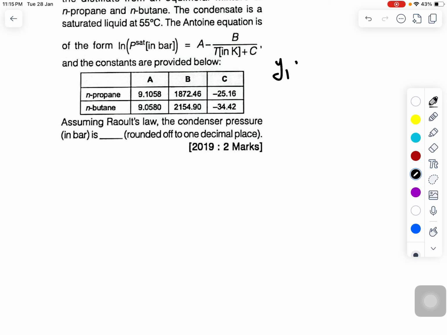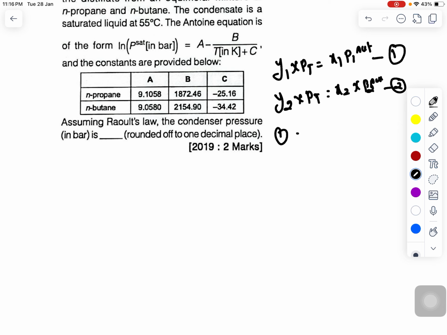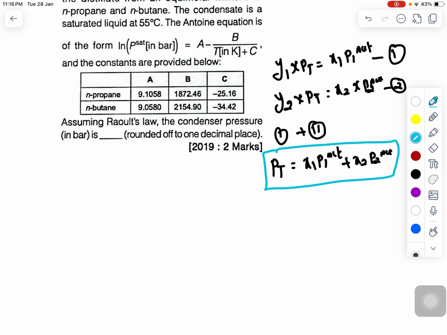If I write y1 into PT, that is equal to x1 into P1 sat. This is equation one. Again, if I write y2 into PT, that is equal to x2 into P2 sat. This is equation two. If I add equations one and two, I can write the condenser pressure PT as equal to x1 P1 sat plus x2 P2 sat.